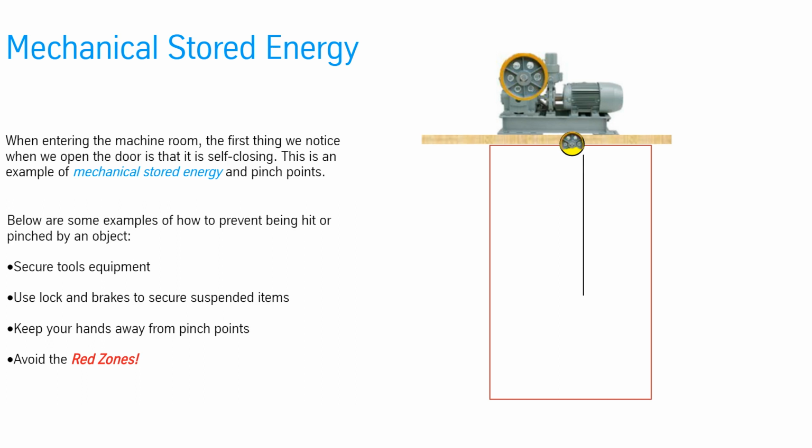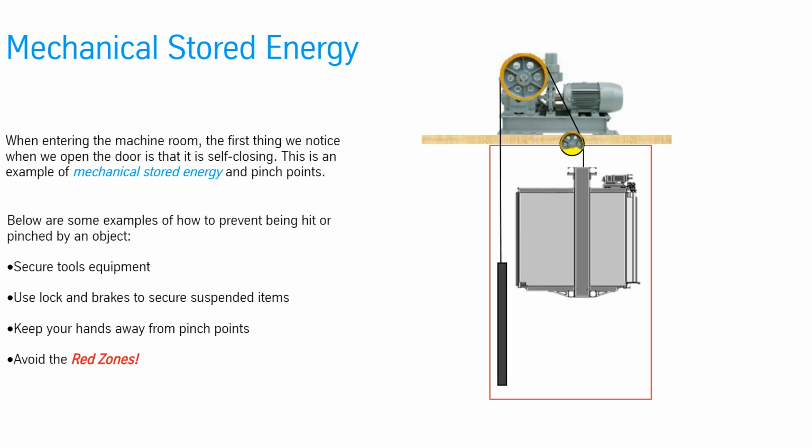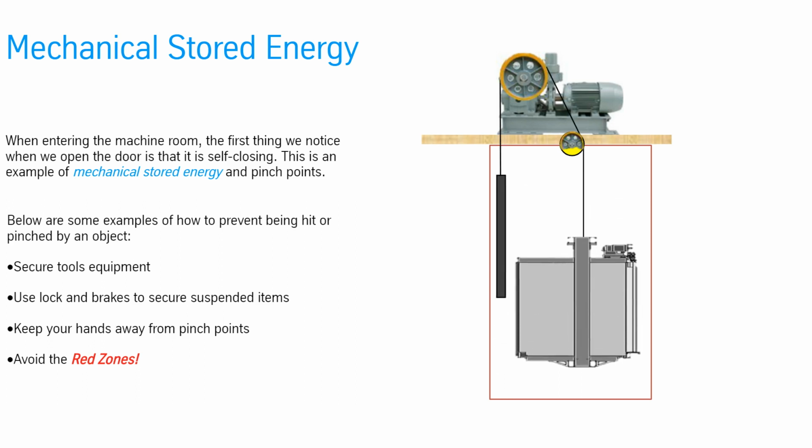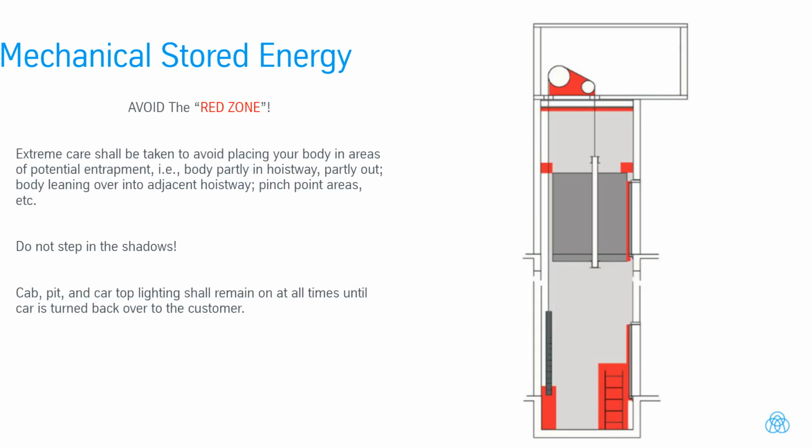Mechanical stored energy. When entering the machine room, the first thing we notice when we open the door is that it is self-closing. This is an example of mechanical stored energy and pinch points. Below are some examples of how to prevent being hit or pinched by an object. Secure tools and equipment. Use locks and brakes to secure suspended items. Keep your hands away from pinch points. Avoid the red zones.